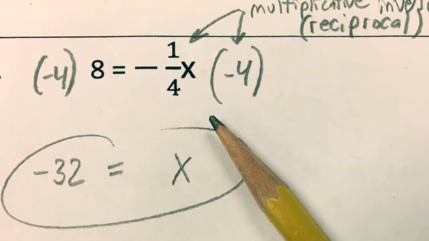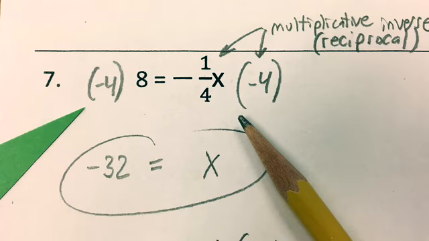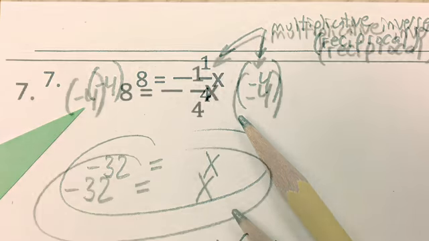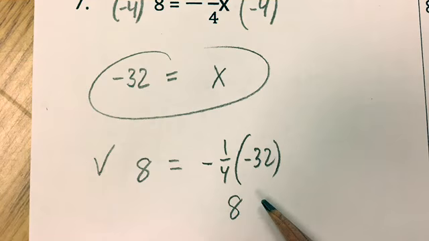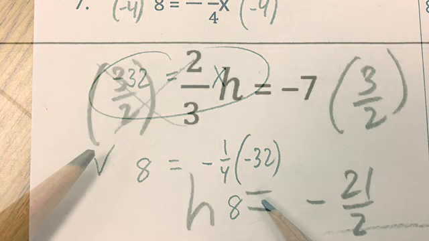On the back, in number 7, you want to use the reciprocal. Dividing by negative 1/4 is the same as multiplying by negative 4 on both sides. Then do your check step. Make sure you check to see that your solution is correct.